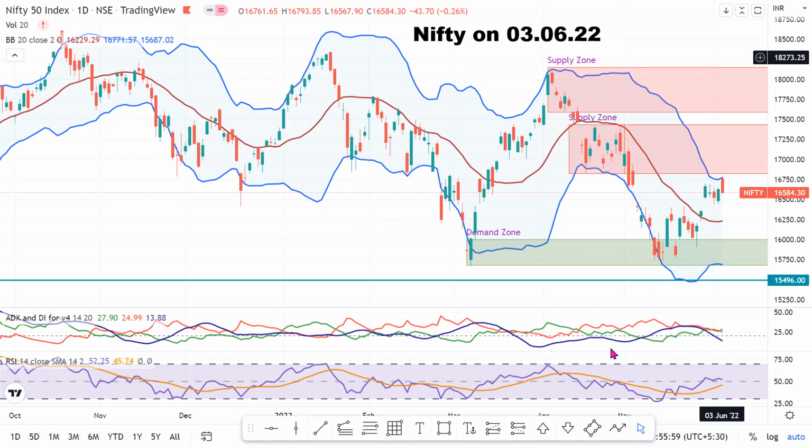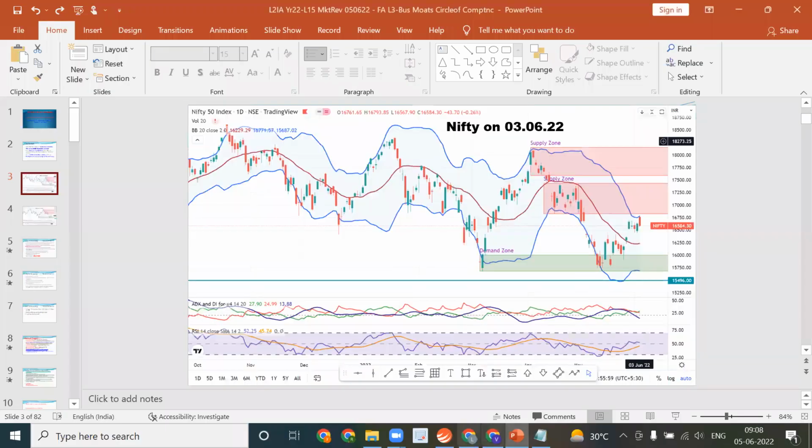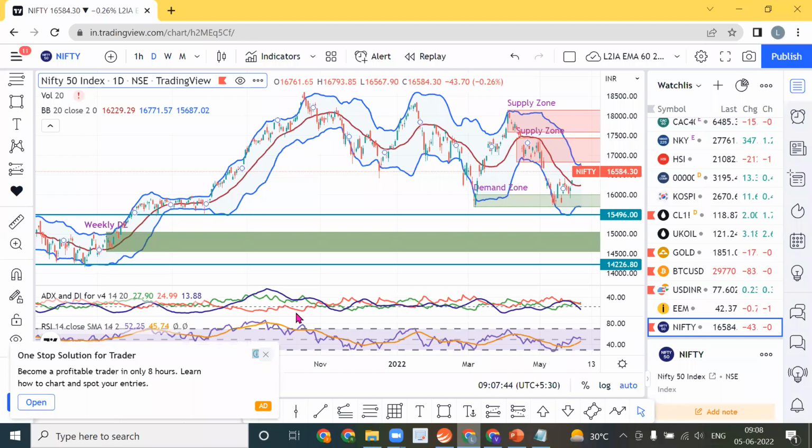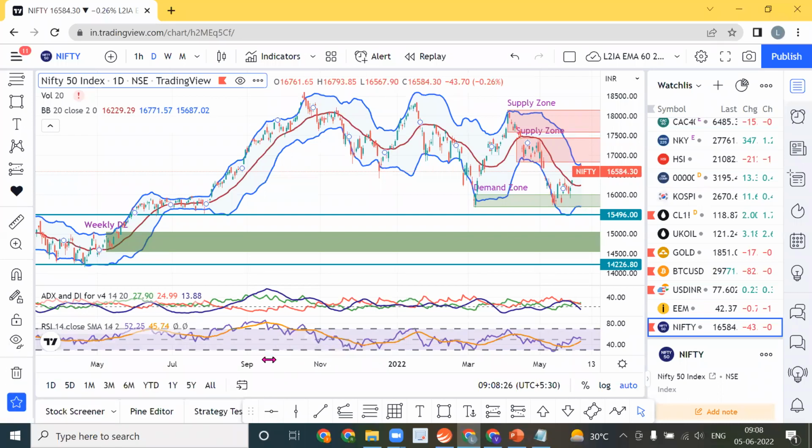The current level, if you want to see on the live chart, this is the live chart on TradingView. I'm not able to remove this bar. It is coming in the way. Let's see.